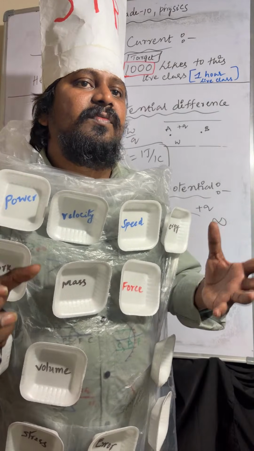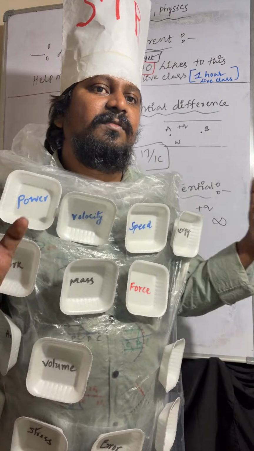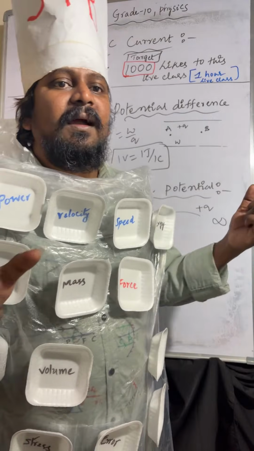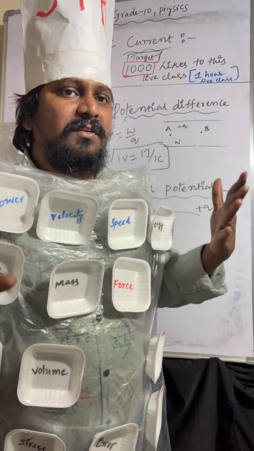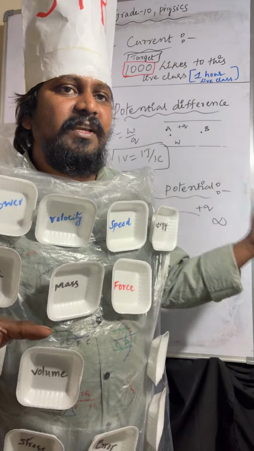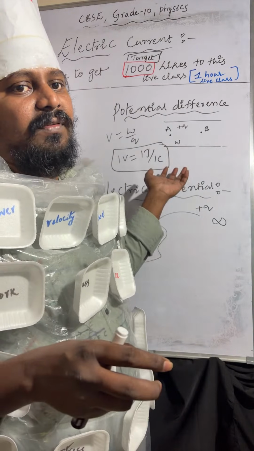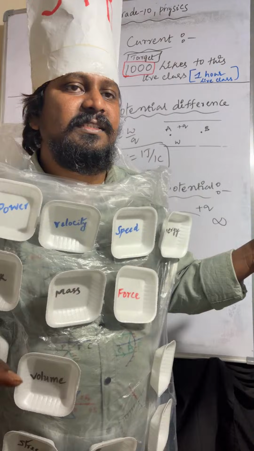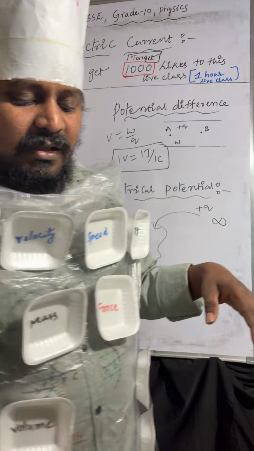So what is potential difference? Work done to bring unit positive charge from one point to another point within the conductor is called potential difference. Coming to electrical potential, it is nothing but work done to bring unit positive charge from infinity to the required field. I hope it is very clear. So this is about potential difference and electrical potential.